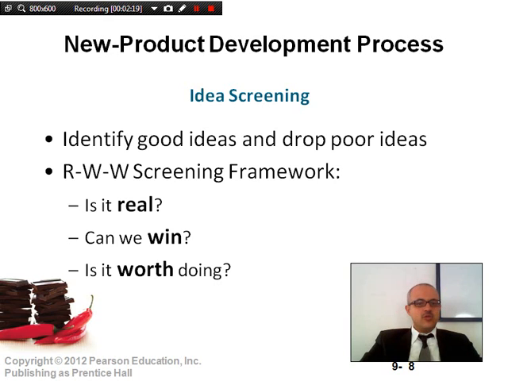We have this RWW screening framework. You want to make sure that when you come up with an idea, is it real? Can it win? So if we actually make it, will it actually win? And is it worth doing? Is it worth it or is it not worth it? So after you make sure it's real and it will win and it's worth it, then you go to the next step.